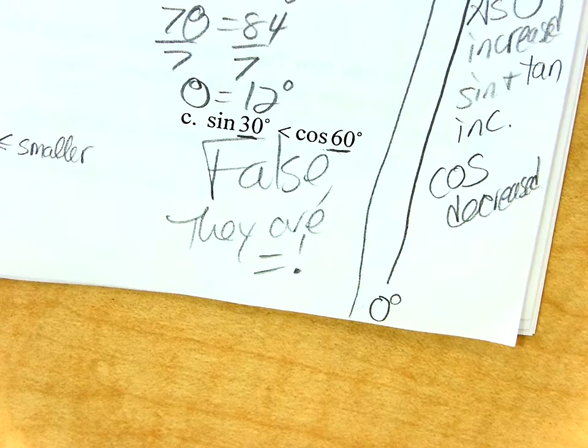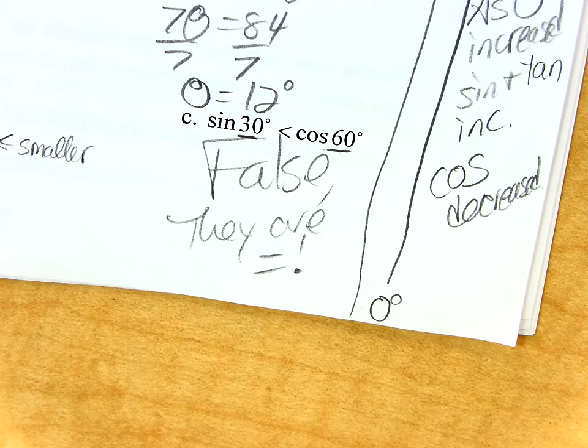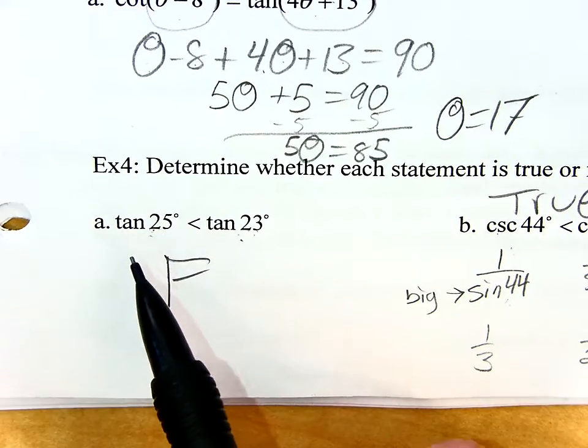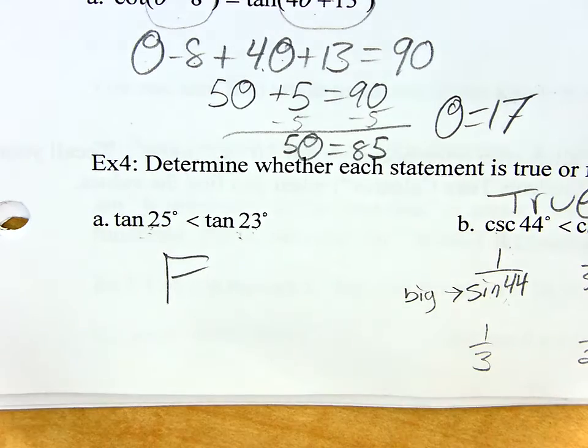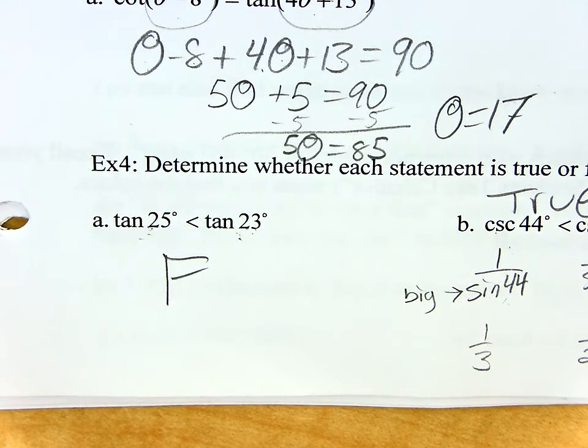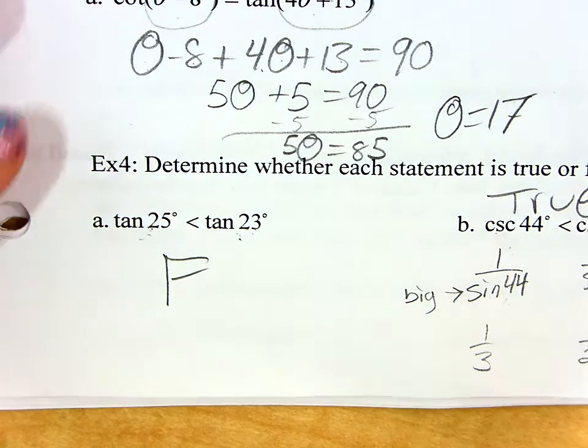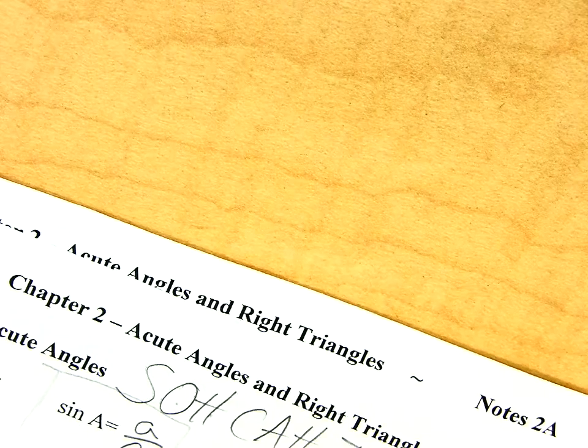Now, I would love for you to reason your way through all of these, but I'm also realistic. You do have access to a calculator. So if you were ever in doubt, you could just whip out your calculator and find the tangent of 25 and the tangent of 23 and compare them without having to stop and think, okay, what's happening with tangent as theta increases? I would love for you to do that, but don't forget to use your resources as available to you. All right.